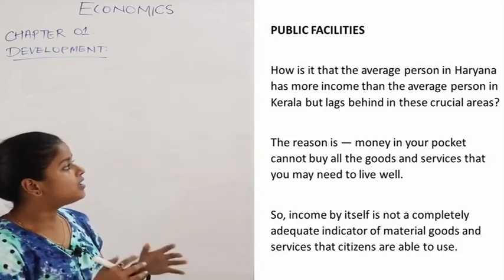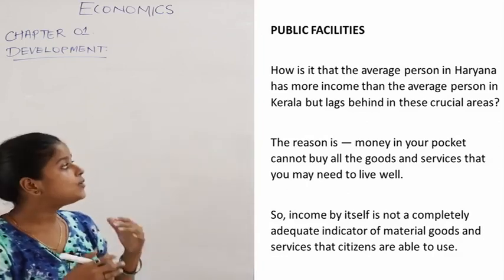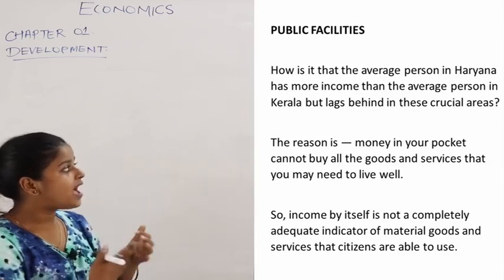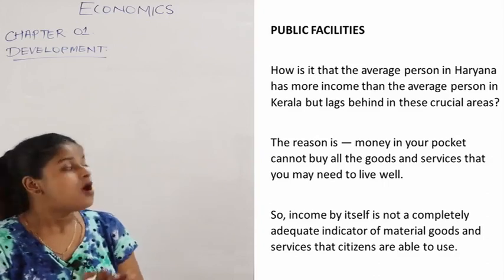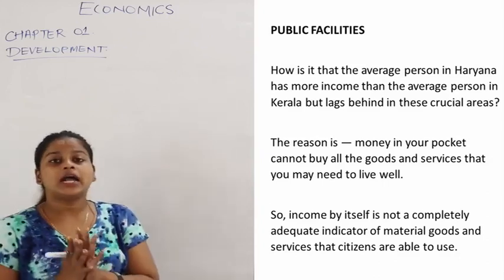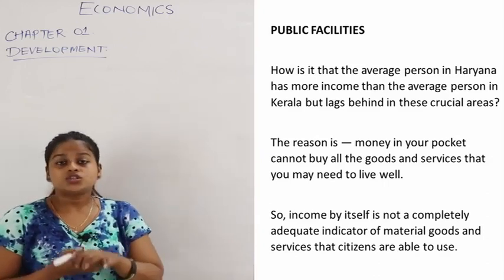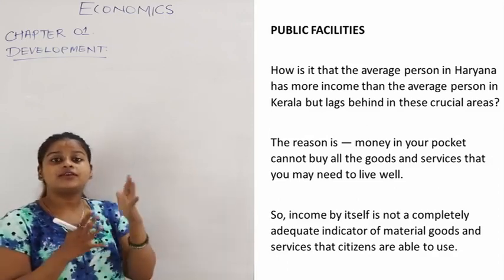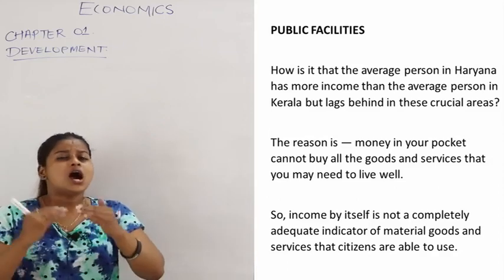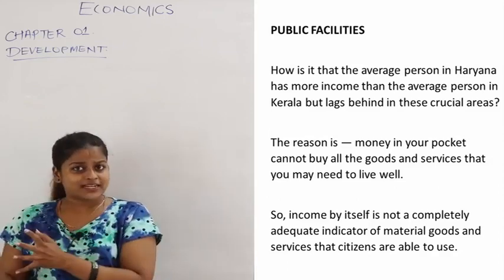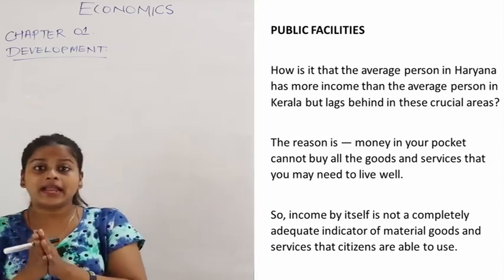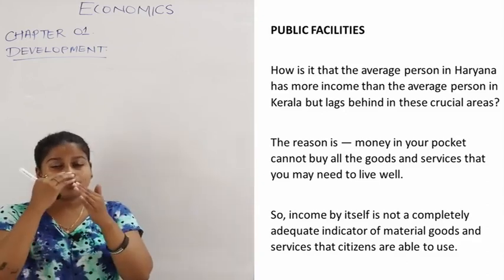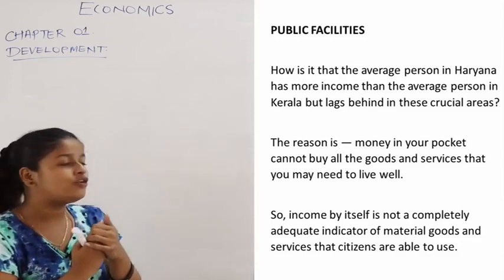Now, how is it that the average person in Haryana has more income than the average person in Kerala, but lags behind in other crucial areas? We saw that the average income of Haryana was far greater than that of Kerala, but how is it that other factors, like the infant mortality rate, all of which are very crucial, lag behind in all of these areas?